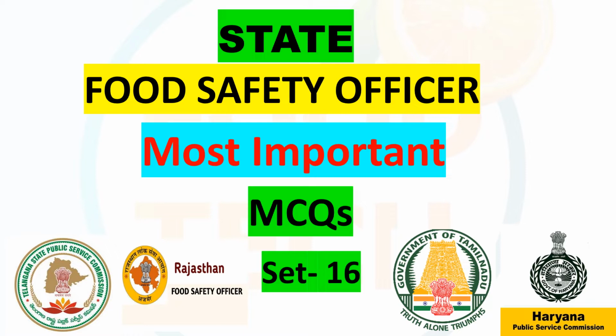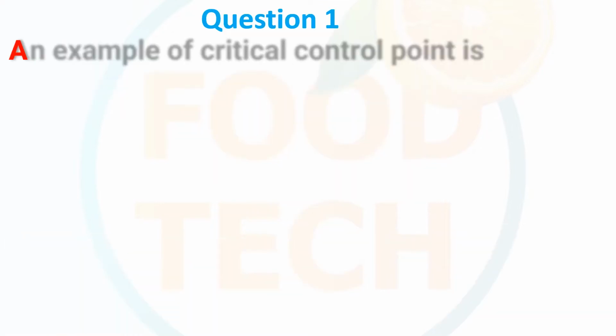Today we are discussing the most important MCQs for State Food Safety Officer. It is set number 16, set 1 to 15 link in description. So let's start.